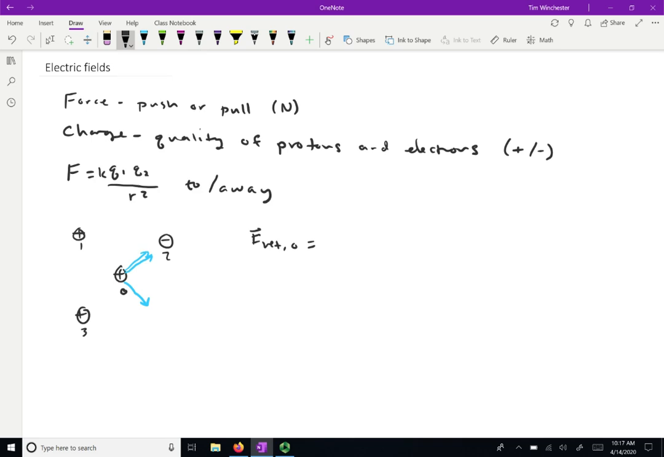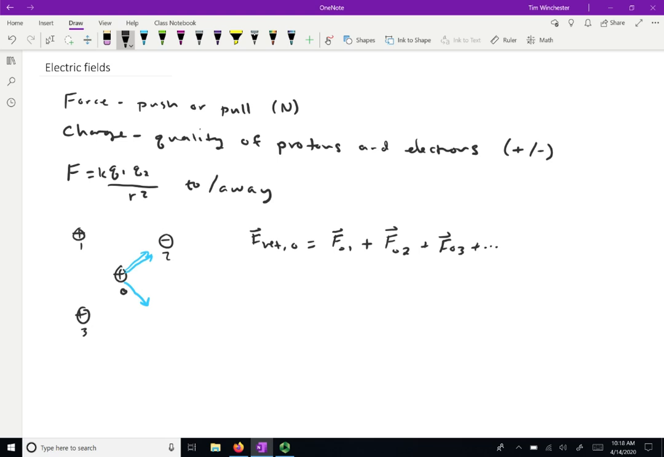So I'm going to take the force on 0 by 1, add the force on 0 by 2, add the force on 0 by 3, and then you would just keep on going until you added up all the charges. This fairly straightforward equation belies the fact that these are all vectors, and it's actually kind of hard to add vectors together.